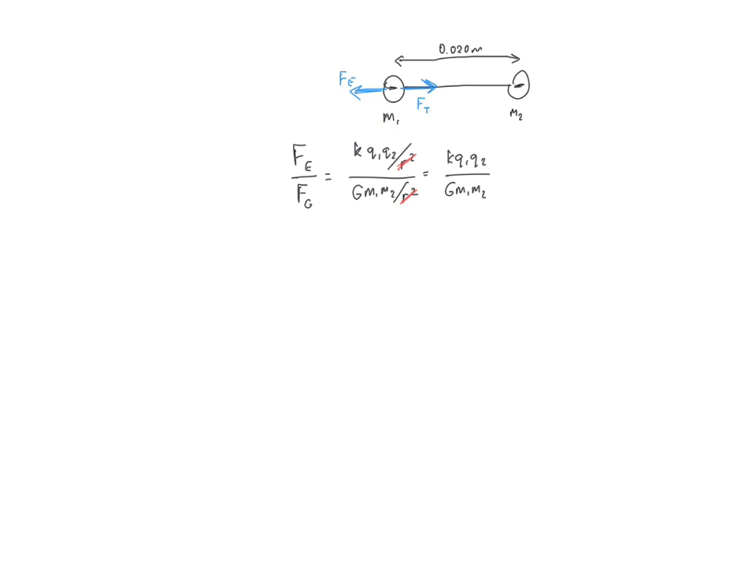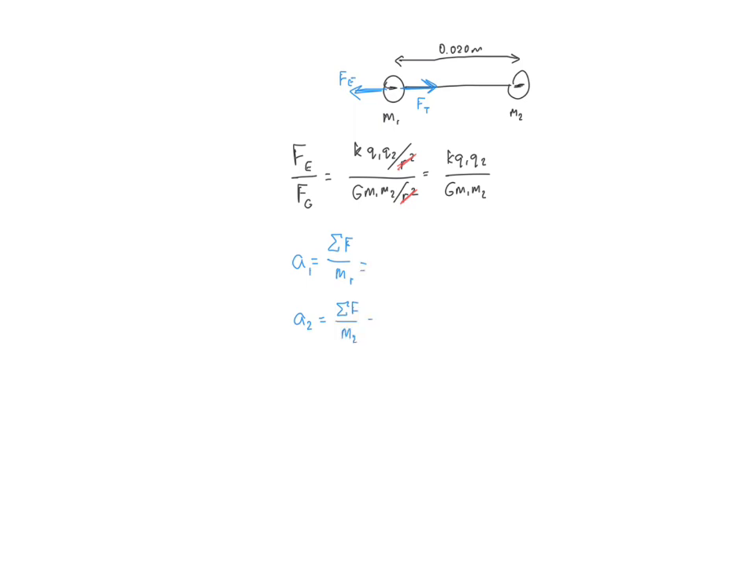In Part D, the string is now cut, so calculate the magnitude of the initial acceleration of each object. So now this is a Newton's second law problem. For Newton's second law, the acceleration is equal to the net force on the object divided by the mass. We're trying to find it for both objects, so we get a1 for mass m1, and we'll find a2 for the other mass, m2.